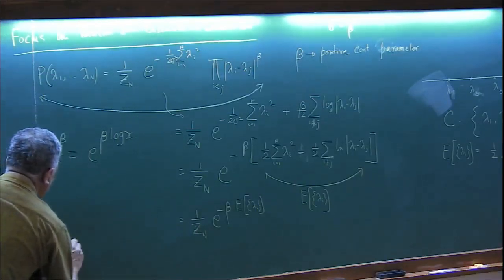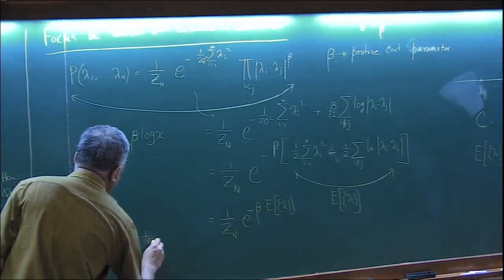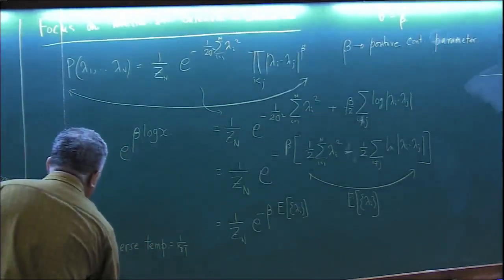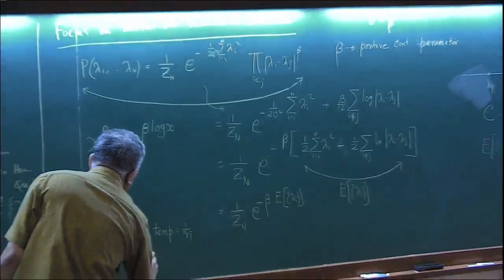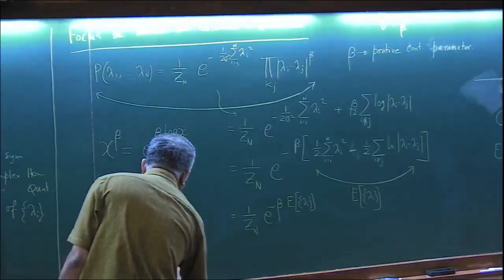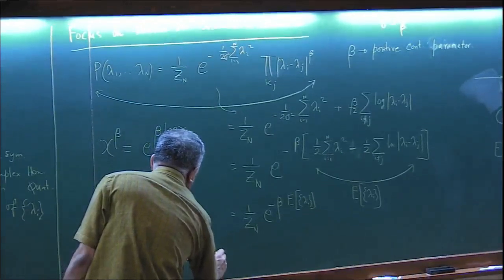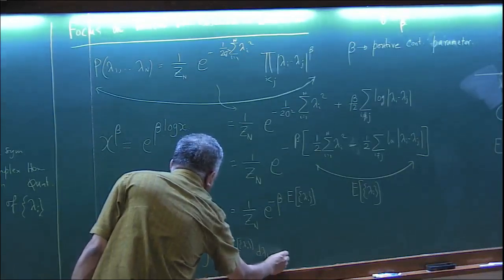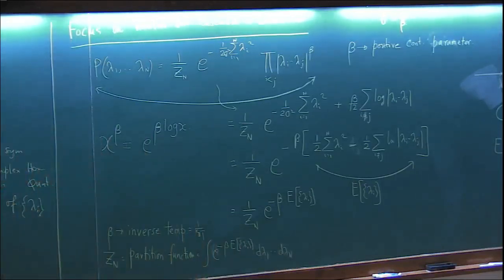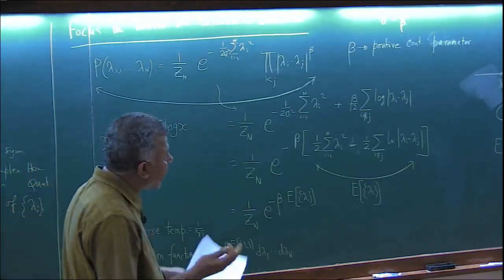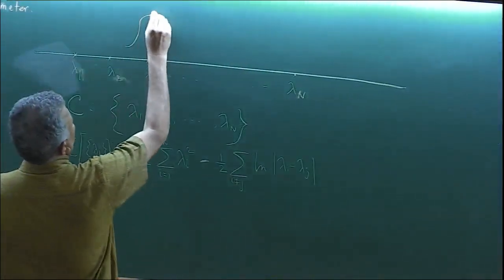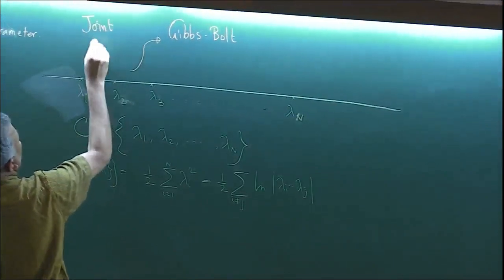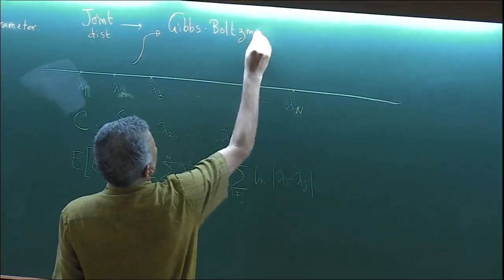So you see that you can interpret this beta as the inverse temperature, one over kBT or whatever. And then Zn is just the partition function. This is a familiar system of equilibrium statistical mechanics, which is just the integral of this exponential minus beta E of lambda i, d lambda 1 through d lambda n. So I can interpret this joint distribution as the Gibbs-Boltzmann weight of a gas of one-dimensional particles. So this is the Gibbs-Boltzmann weight, the joint distribution of eigenvalues, the Gibbs-Boltzmann probability.